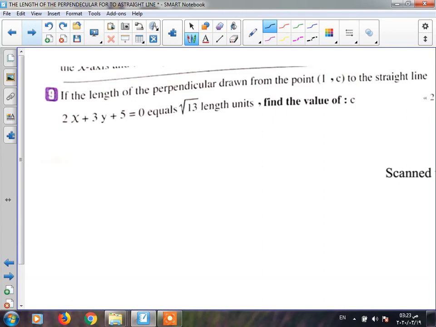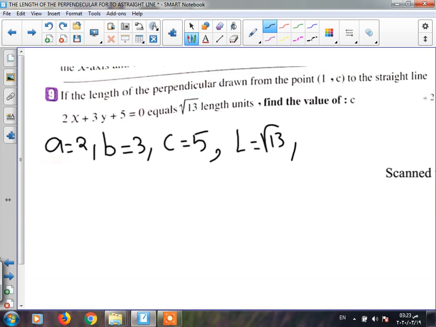The length of the perpendicular drawn from the point (1, C) to the straight line 2x + 3y + 5 = 0 is root 13. Find the value of C. You know that here we have A equals 2, B equals 3, and C equals 5, and L is exactly root 13, and x1 equals 1 and y1 equals C.